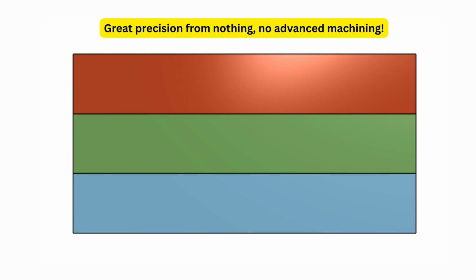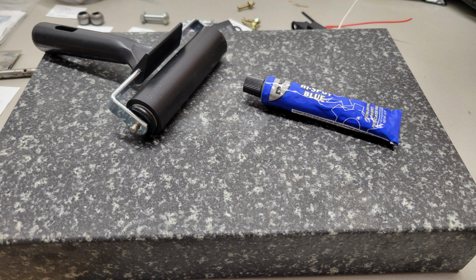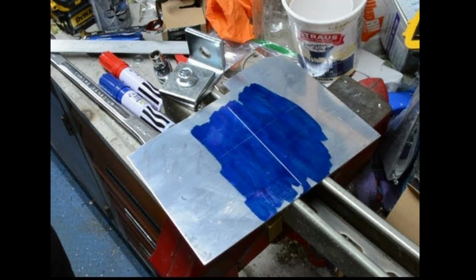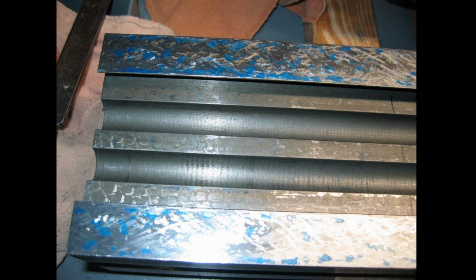It is worth noting, although this yields great precision from nothing, Joseph Whitworth later improved on the technique by using engineer's bluing and hand scraping as previously mentioned. Engineer's blue alone was an improvement over using no indicator. With the blue, it is easy to see which areas have and haven't been scraped.